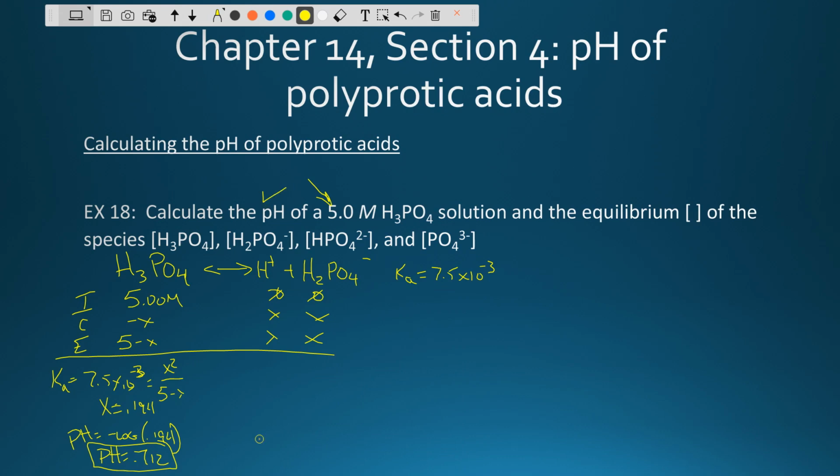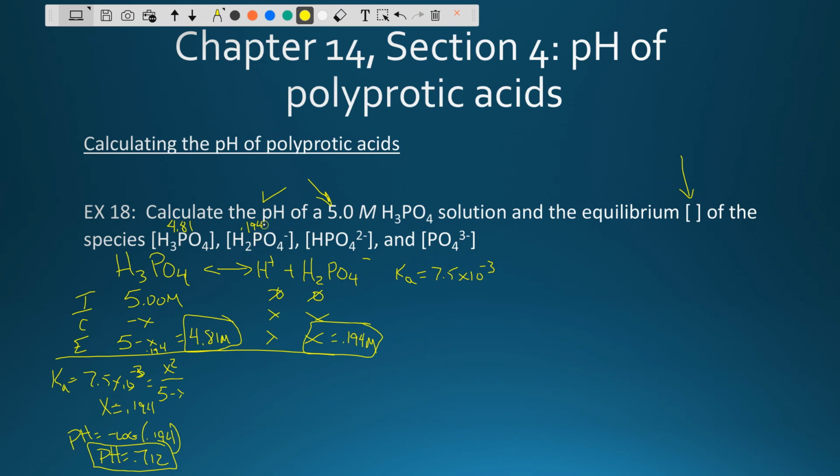Now, the real trick with all this, the real point of this whole part is finding that concentration of each step of this process at equilibrium. So what did I have? I had my x ended up being a 0.194. So 5 minus a 0.194, that ends up being a 4.81 molar solution. Okay, at equilibrium, my H2PO4 ends up being the 0.194. Okay, so that part is taken care of. We've found this to be a 4.81. We found this to be a 0.194.